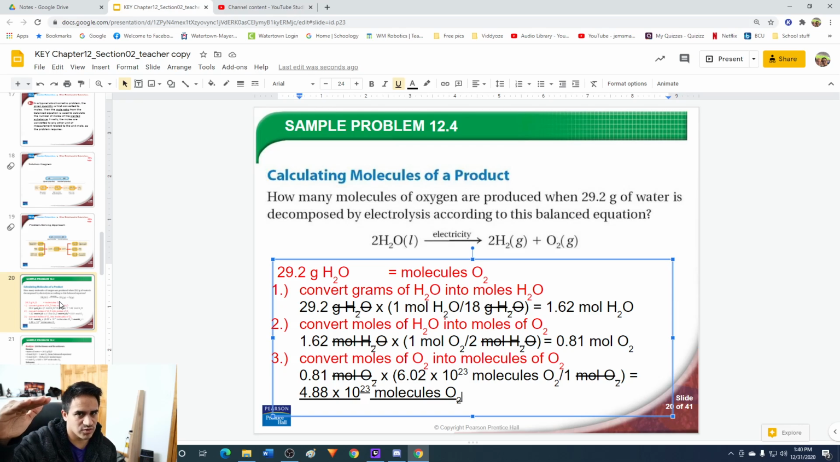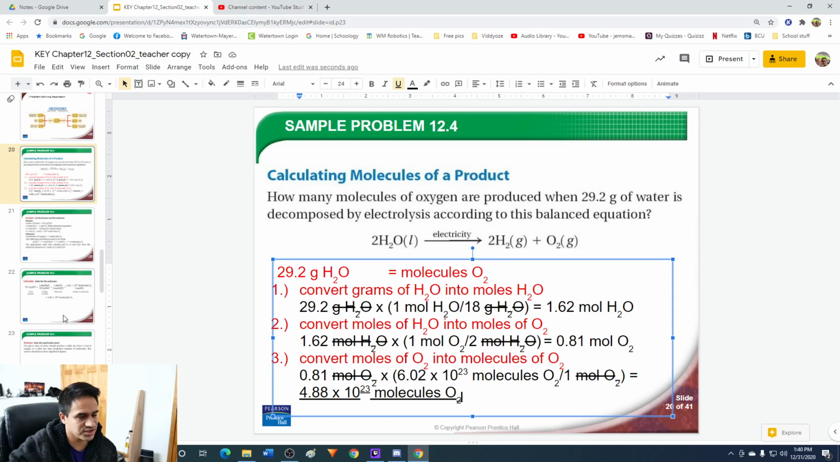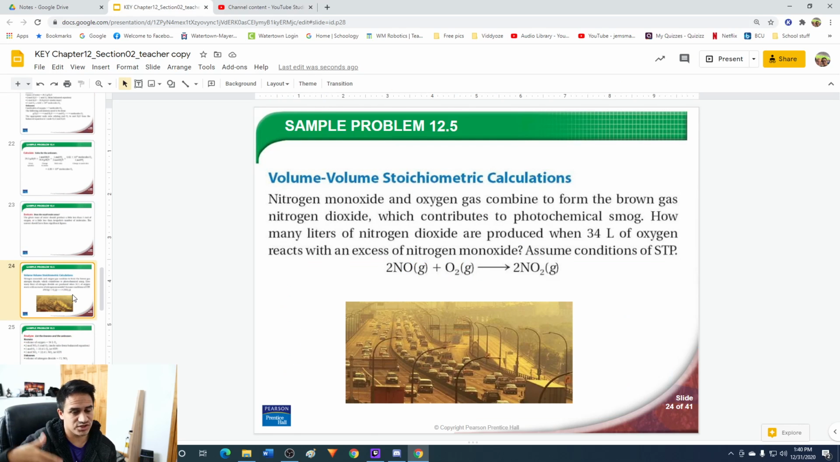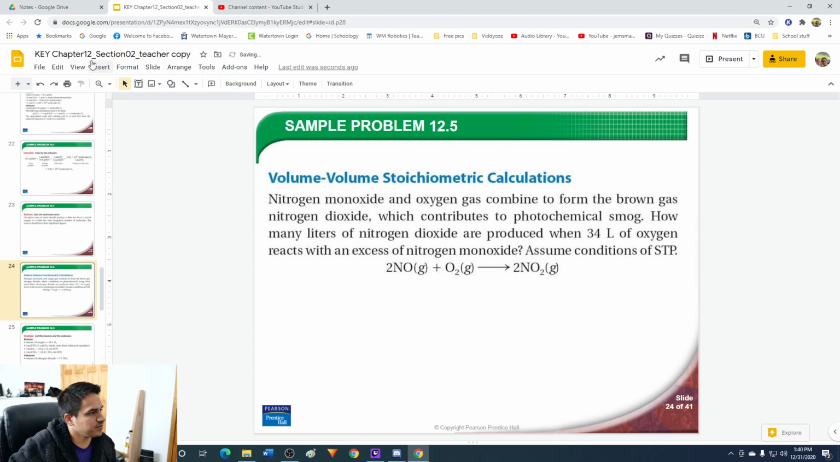Step 1, convert to moles. Step 2, go from moles of one thing to moles of another thing. Step 3, convert from moles to whatever unit they want you to end in, if they don't want you to end in moles. If they do want you to end in moles, then once you get to step 3, you're pretty much done. So, all right, let's take a look at another one.